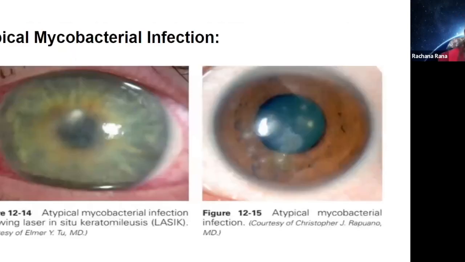There is also atypical mycobacterial infection. These are the stromal infiltrates and corneal haze in atypical mycobacterial infection. This is a patient after LASIK surgery. So here also there is atypical mycobacterial infection.